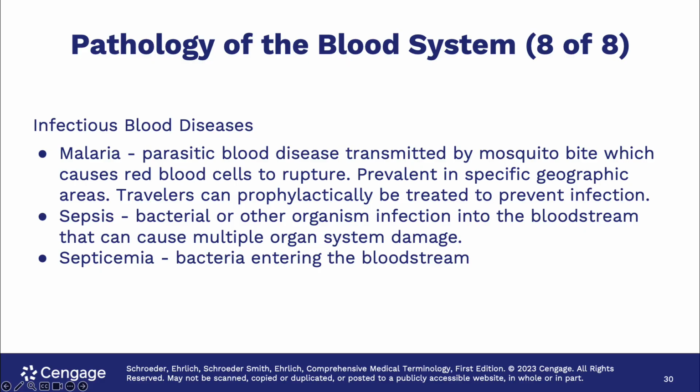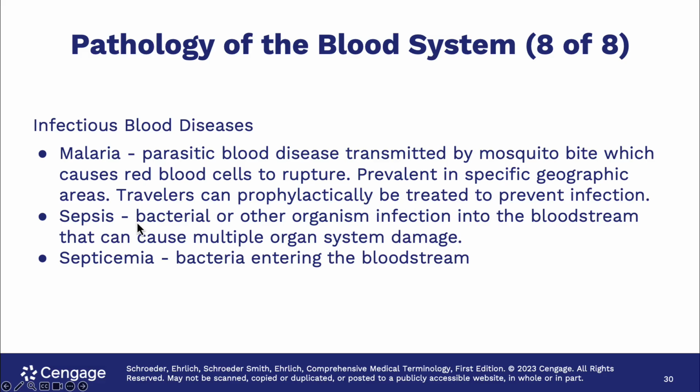And then bloodborne diseases, so malaria. And I know malaria quite well because I had it when I was in my 30s. It took years for me to get rid of it. But it's a parasitic disease transmitted by a mosquito bite. And once the protist is in your body, it causes your red blood cells to rupture. And so it's prevalent in certain geographic areas, mostly in the tropics nowadays, but it actually was resident in the United States as far north as Michigan historically.